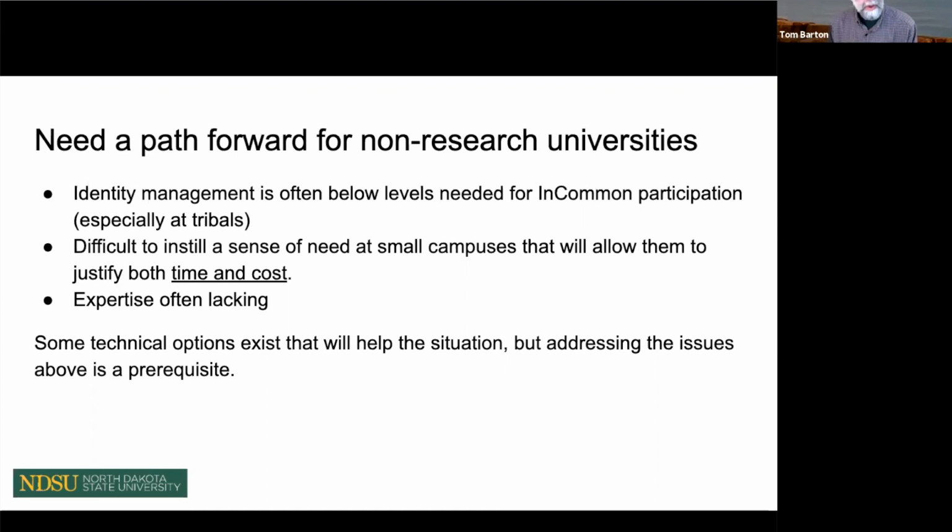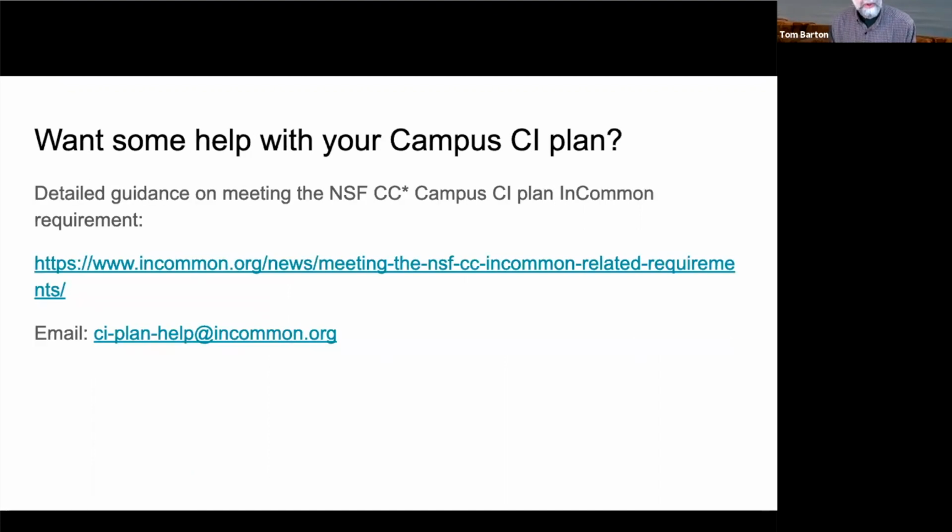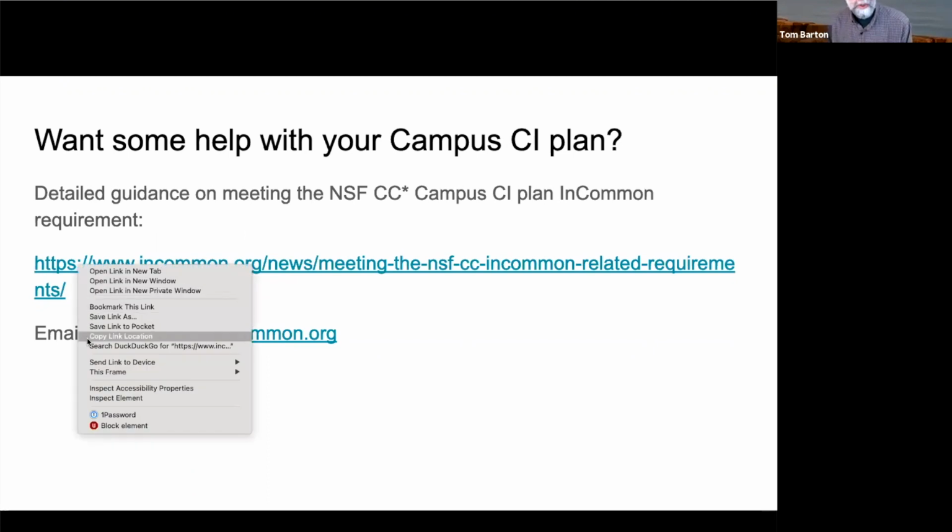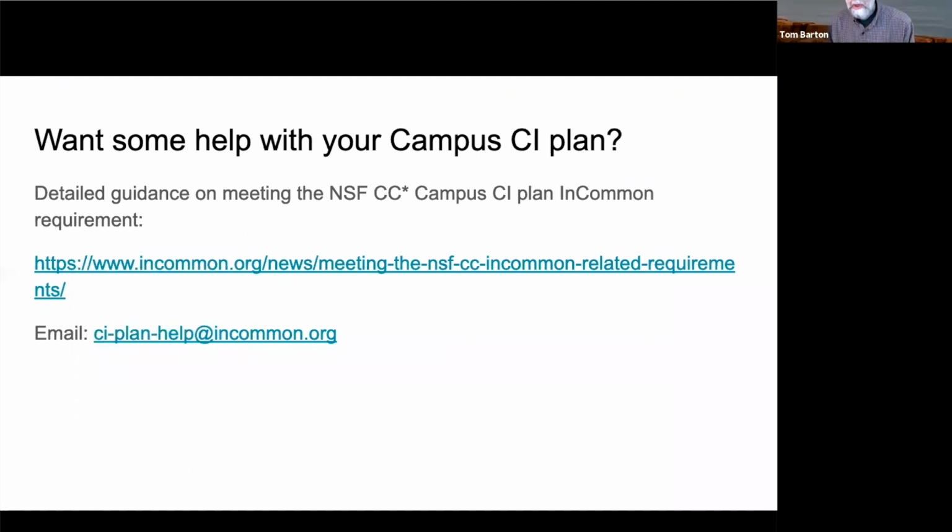So if you would, Dean, advance the slide. There's a link to a resource on the InCommon site that takes you to a bunch of material that does a much more thorough job than I just did in 10 minutes at the beginning of this hour in breaking down what that CC Star requirement means and how you go about doing it. So that resource is all linked in there. And please, if you're doing that and you have any question, or if you're not even sure how to get going, write ci-plan-help@incommon.org. Anne and I and some others will receive that, and we'd love to help you.